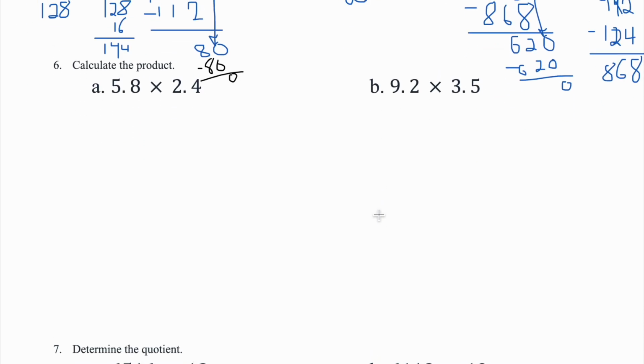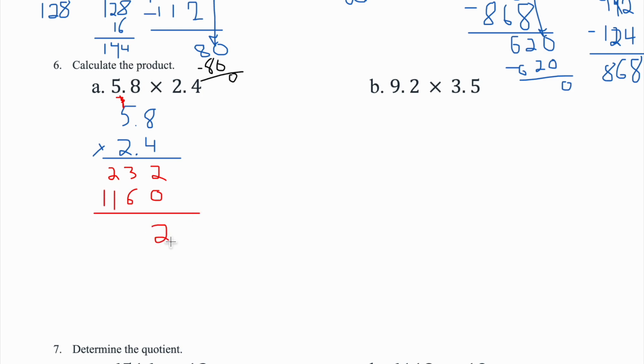All right. Calculating the product again. So product is multiplying. 5.8 times 2.4. Okay, so I'm going to multiply here. I'm going to do my partial product. So 4 times 8 is 32. 5 times 4 is 20, plus 3, 23. We got a 0. For place value, 2 times 8 is 16. Carry the 1. 2 times 5 is 10, plus 1 is 11.